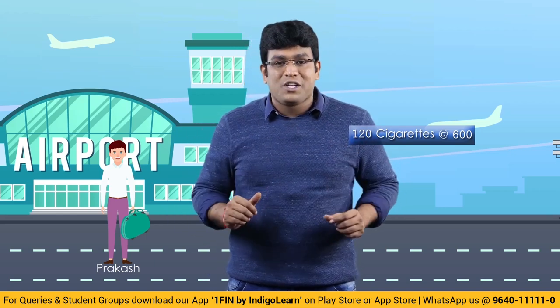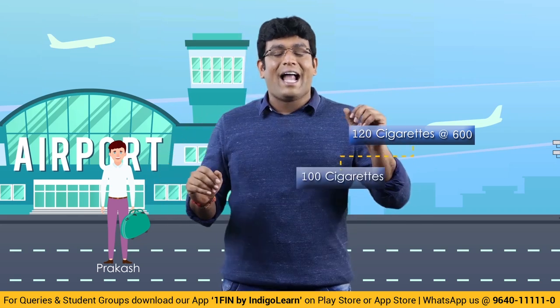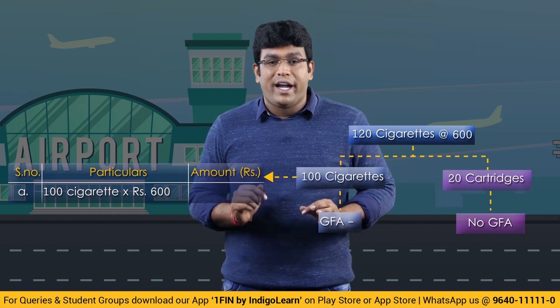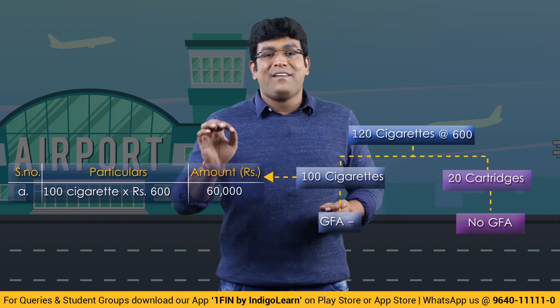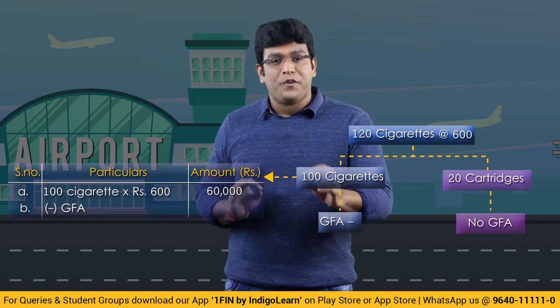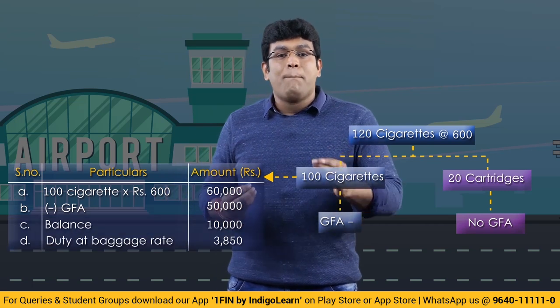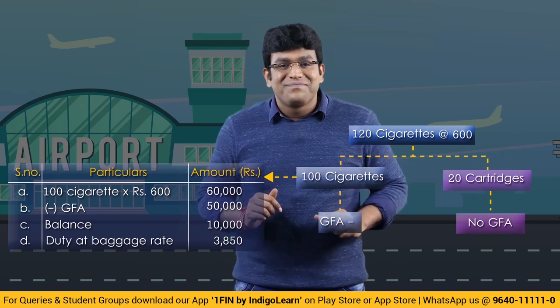Now, how will I do the calculation? First, I'll bifurcate this 120 cigarettes into 100 cigarettes and 20 cigarettes. These 20 cigarettes will become the Annexure 1 item. The 100 cigarettes will be separately taken because they are considered for GFA. Now, on 100 cigarettes, multiplying by 600 will become 60,000. And from that 60,000, I will take the general free allowance of 50,000. And on the balance 10,000, I will pay duty at the baggage rate, which is nothing but 38.5%.